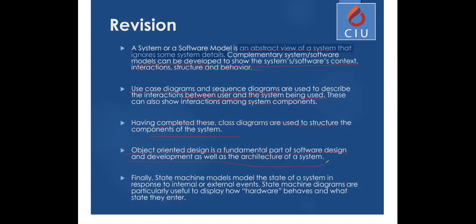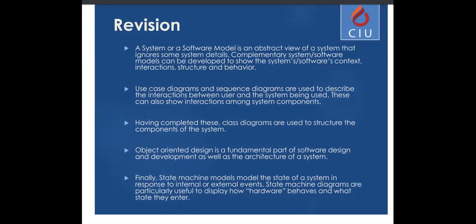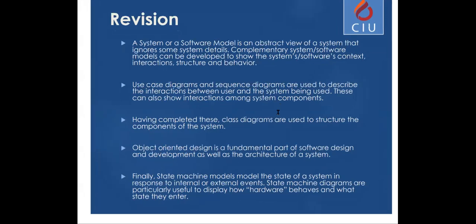Finally, there is the optional state machine diagram, which is basically going to show you internal or external events. State machine diagrams are particularly useful to display how hardware behaves and what states it enters. Okay, this diagram is particularly useful for hardware and software development together. So whenever they come together to form a system, it is particularly useful, because the system obviously changes state, which affects both. This is where I'm going to stop for today.